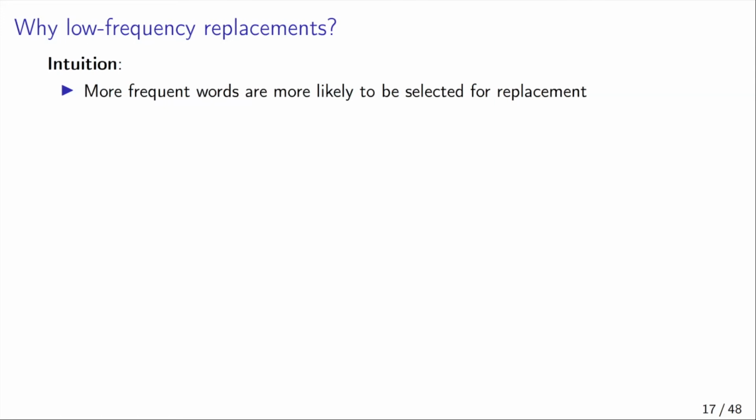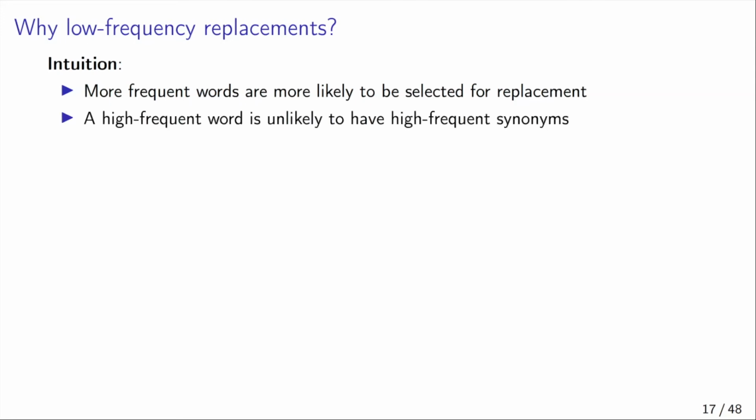So we have more of those in sequences, which means they are more likely to be replaced by certain attack algorithms. And then a high frequent word is unlikely to have many high frequent synonyms in a given synonym space, because if there were many higher frequent synonyms, then it is more likely that we would have chosen those high frequent synonyms instead of the word that we have chosen.